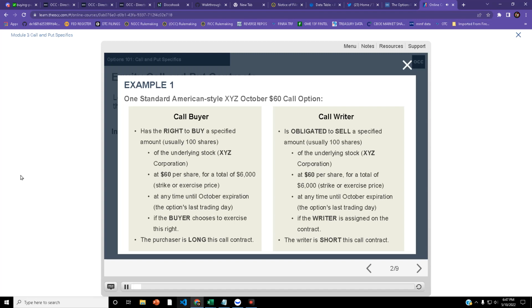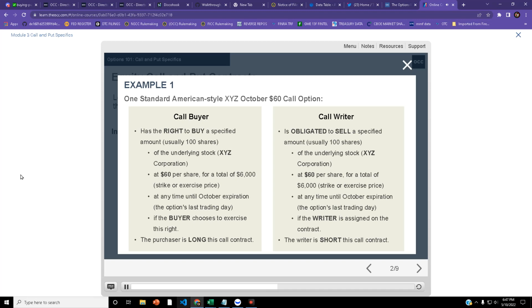Buying one standard American-style XYZ October $60 call option gives the buyer the right to buy 100 shares of XYZ at a price of $60 per share between now and October expiration if the buyer exercises their contract. This is known as being long the contract, and the buyer is also known as the purchaser or holder of the option.